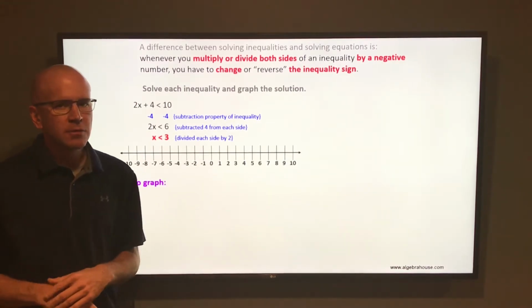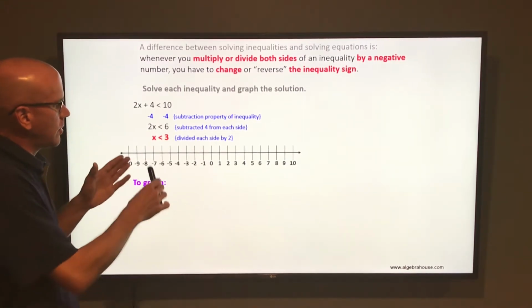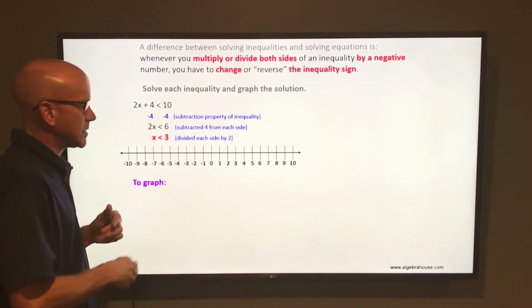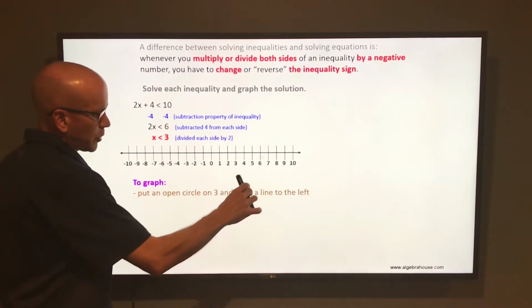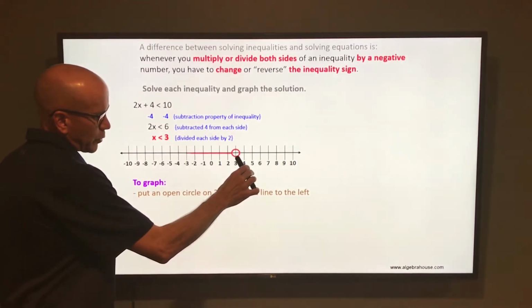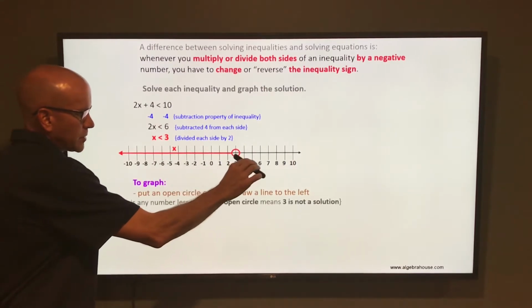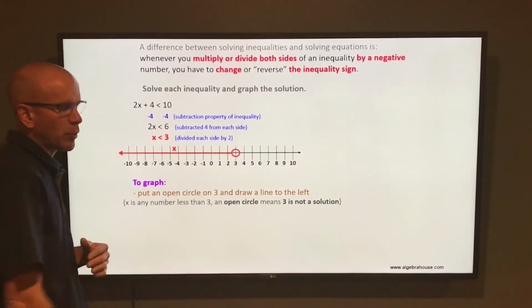So if we were to graph that, it's saying that all x values are less than 3. It does not include 3, but anything less than 3. So since it does not include 3, to graph that, you put an open circle on 3, and then the arrow and the line goes to the left. That shows that x is anything less than 3.